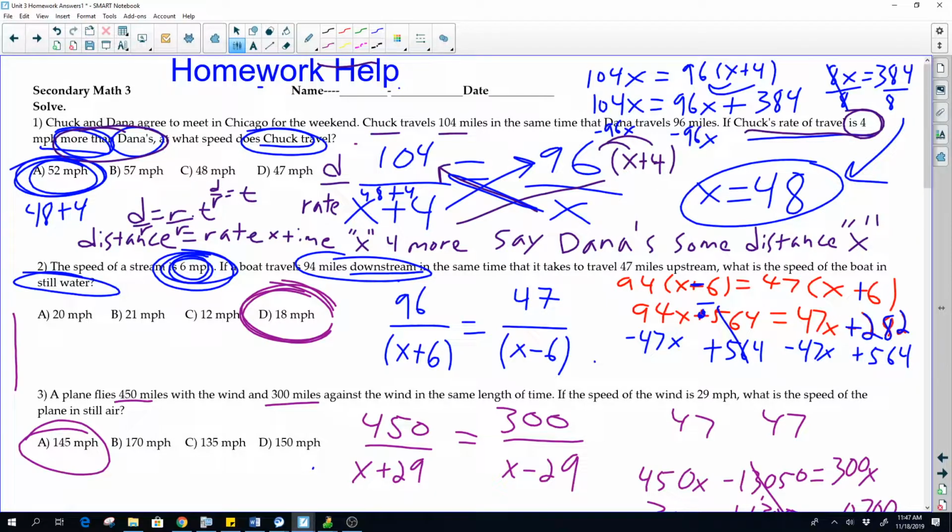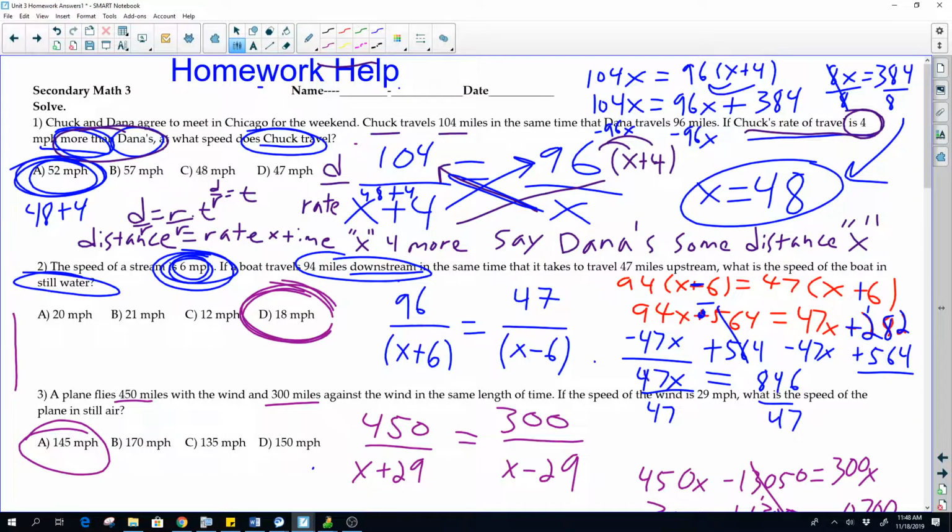Just solving for number 2 with you right now. So 94 minus 47 is 47, so we have 47x. And then we set that equal to, 4 and 2 is 6, 8 and 6 is 14, carry the 1, 5, 6, 7, 8. So we have 846. And then we're going to divide by 47 to the other side.